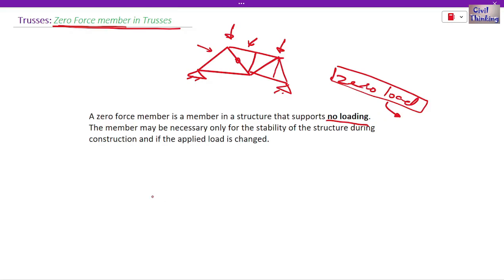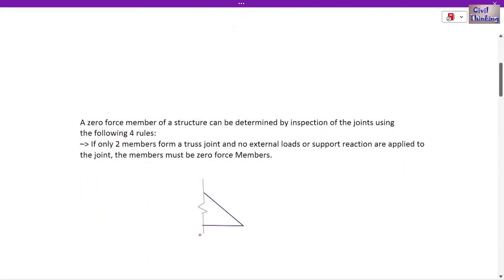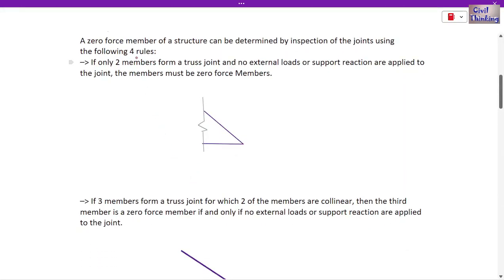There are some tricks to find them, and let me show you those tricks. Now we have four rules or four tricks to do. Now this is trick number one.